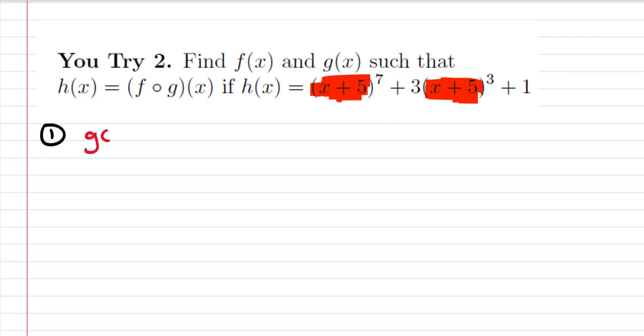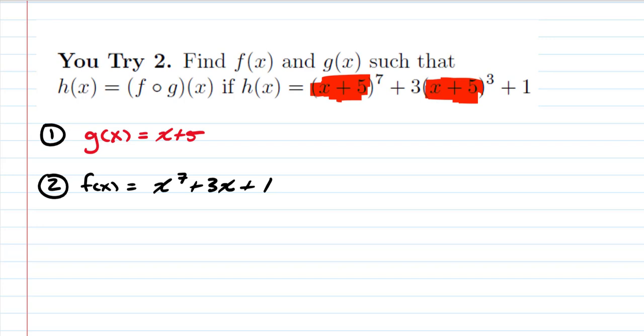So once again, we identify our inside function, or g of x, as x plus 5. Then, to find our outer function, or f of x, we replace all of our stuff that's highlighted in red, or all of our x plus 5s, with just x. So we would get x to the 7th plus 3x plus 1. And that would be our function decomposition for those two functions.